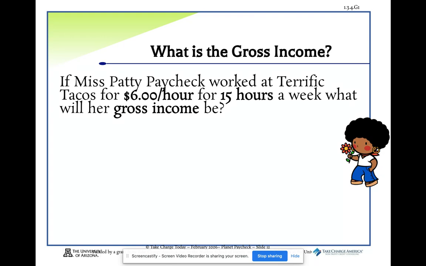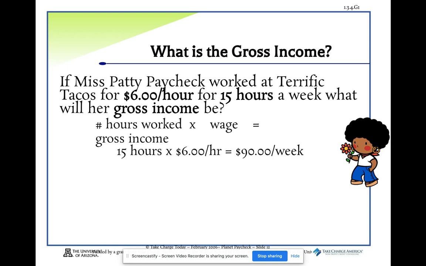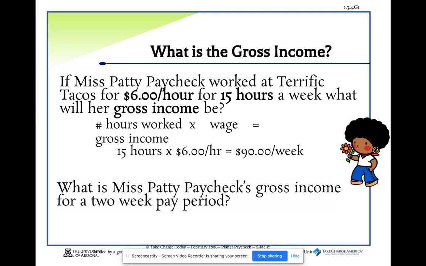So an example of gross income here. Miss Patty's paycheck: she worked at Terrific Tacos for $6 an hour for 15 hours a week. What is her gross income? We're going to multiply the hours worked by the wage. So she's going to receive $90 a week. What is Miss Patty's gross income for a 2-week pay period? So if she gets paid bi-weekly, we know that 15 hours times $6 an hour is 90 a week. So we would multiply 90 by 2, and we're going to get 180 for 2 weeks.